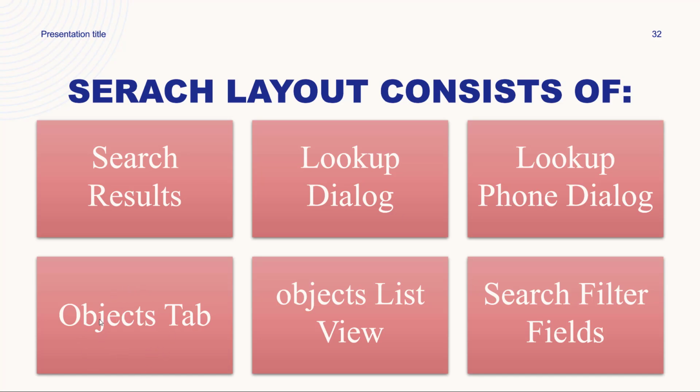Next is object tab. The object tab is defined as a tab in which the list of related records comes up on the home page of the tab and in a related list on another object detail page. The next is object list view. This is used to describe the buttons that are shown on the list view page for an object. And the next is search filter fields. The search filter fields are used when a filter can be applied to search results.